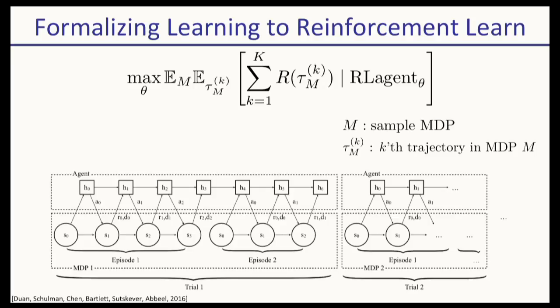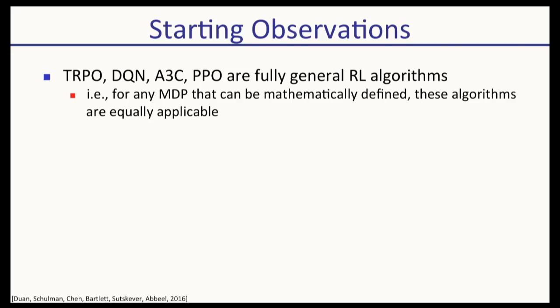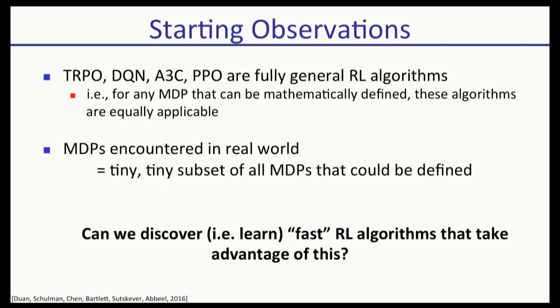Any questions about the criterion here? Because this is what we'll be working with for the remainder of lecture. Yes? I just have a question about the assertion on the previous slide. Which one? The compute one? The second bullet. Okay. So why do we think that there's a very, very tiny subset of MDPs that could be defined that are encountered in the real world?